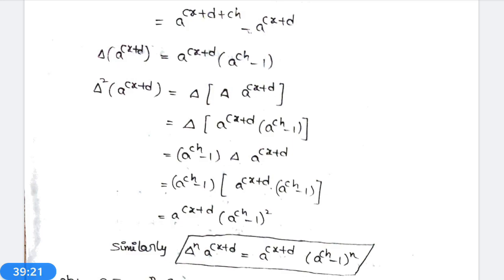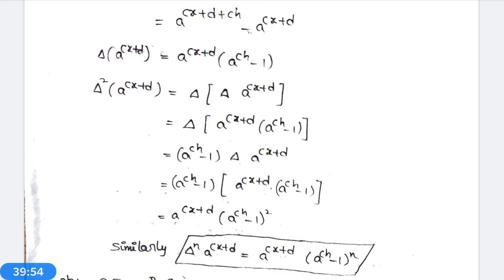Delta square a^(cx+d) is equal to (a^(ch) minus 1) whole square into a^(cx+d). What is delta of a^(cx+d)? It is (a^(ch) minus 1) power 1 into a^(cx+d). What is delta square a^(cx+d)? (a^(ch) minus 1) whole square into a^(cx+d).